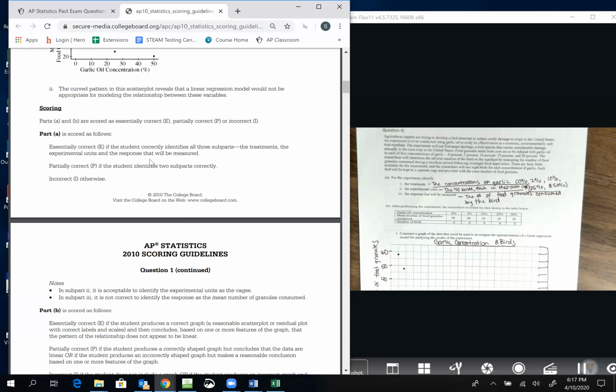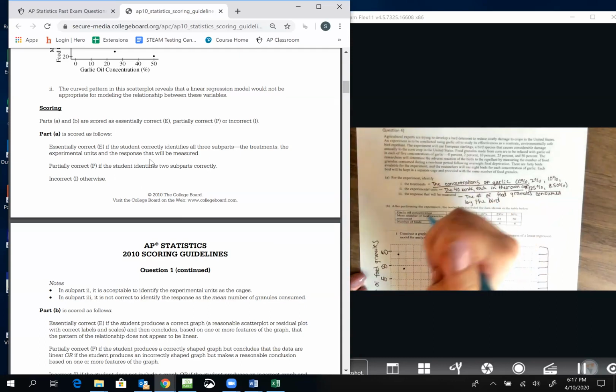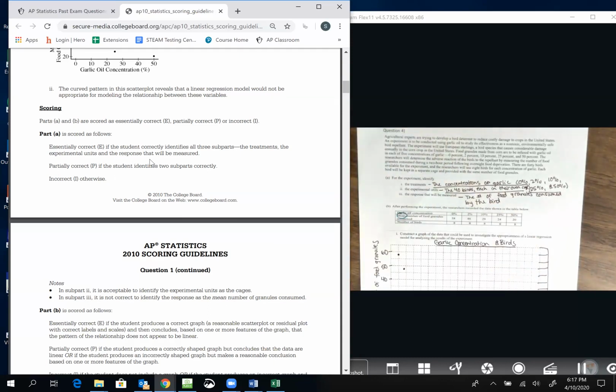And then in part 3, it is not correct to identify the response as the mean number of granules. So I know some people probably did that. They wrote the word mean because it said mean here. Overall, we find the mean, but individually, what we're calculating for each of the experimental units is just how many food granules were consumed. So the response is what you're measuring individually. Overall, we're looking at the mean, but individually, the mean should not be there.